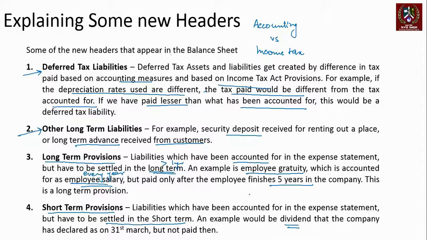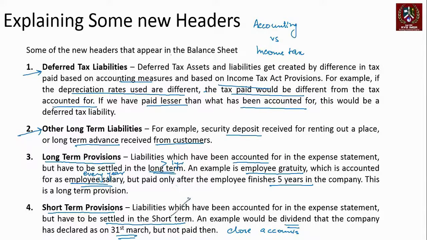Now, companies declare dividend on the end of 31st March because that's where they close the accounts. And so as you close the accounts, you want to declare the dividend at that point of time. If you are giving employee salaries, you could declare the bonus at that point of time. But the actual payment of this could happen at a later date, right? Now, this is a short term.